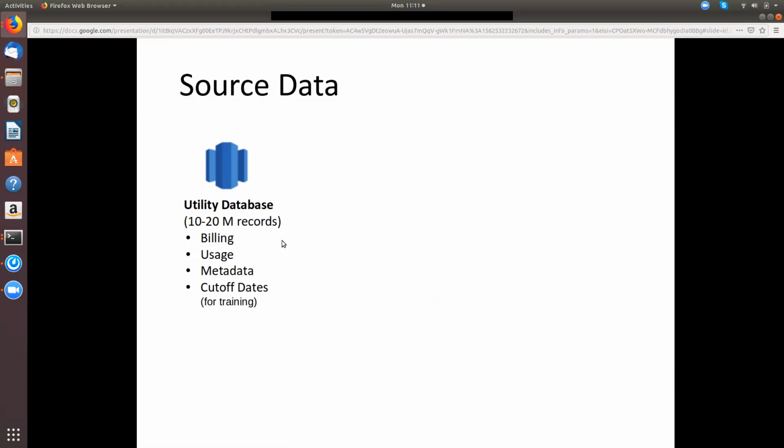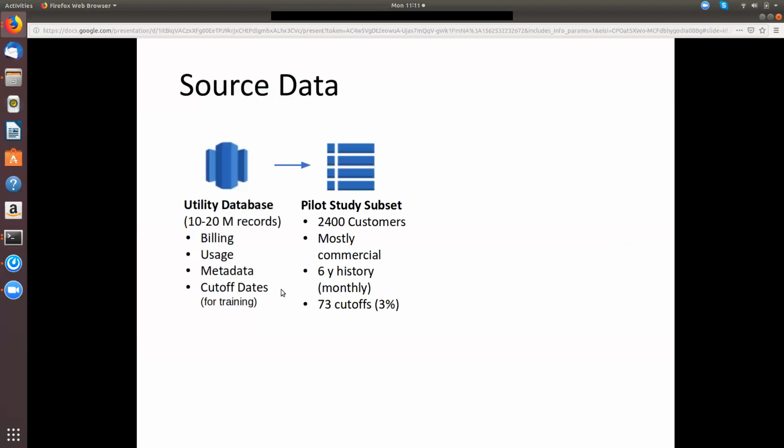These consist of histories of billing and usage, customer metadata, and for training the model, we must have cutoff dates. Not all utilities store that information though. So I had access to one utility that did. I could only see a subset of their total database consisting of 2,400 customers, most of whom were commercial. In this subset, there were only 73 cutoffs, or 3% of the data set, so it was highly imbalanced.